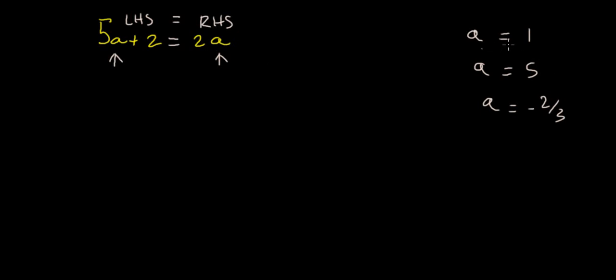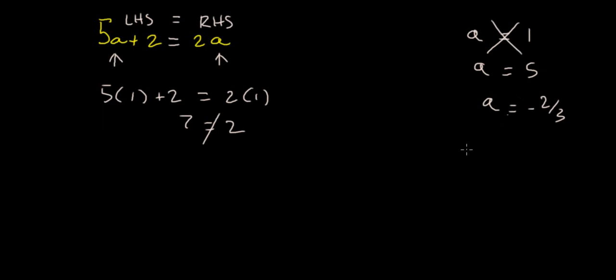So our first value for a is a equals 1. So we have 5 times 1 plus 2 equals 2 times 1. So 5 times 1 is 5, plus 2 is 7, equals 2 times 1 is 2, and we have 7 equals 2. Now we know that 7 does not equal 2, and so our first value for a does not satisfy the equation. So let's look at our second value.